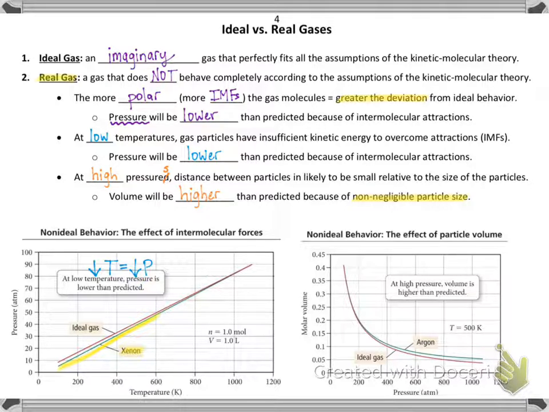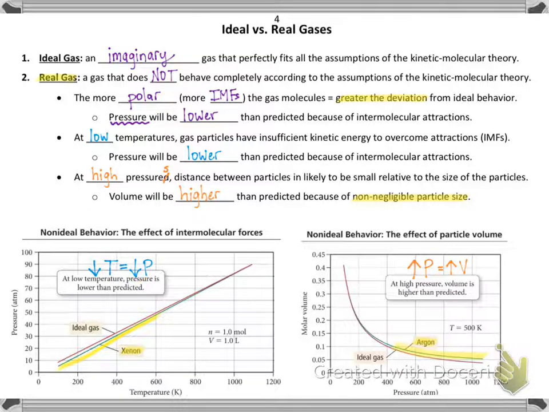But notice, it's not that far off. That's why, assuming and doing our calculations with ideal gases, it actually works pretty dang well. And then in the other case, now at high pressures, the volume's going to be bigger than predicted. This time we're looking at argon, so if you squish it enough, now you have non-negligible volume.